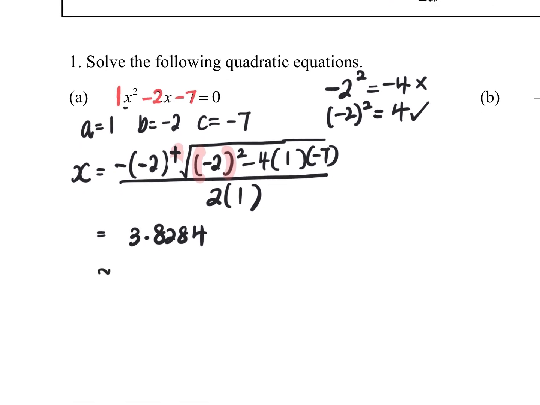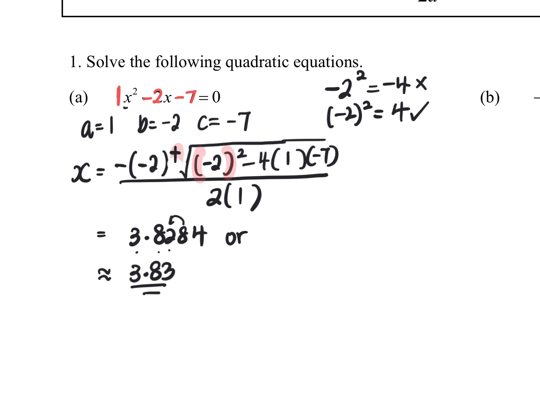So if the question does not mention the accuracy, then I can round it off to 3 significant figures. Sometimes the question will say they want 2 decimal places, so you just need to pay attention to it, okay? So this one, 3 sig fig, 1, 2, 3, round up. So 3.83, first answer.